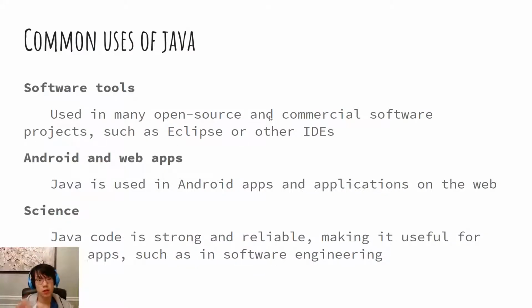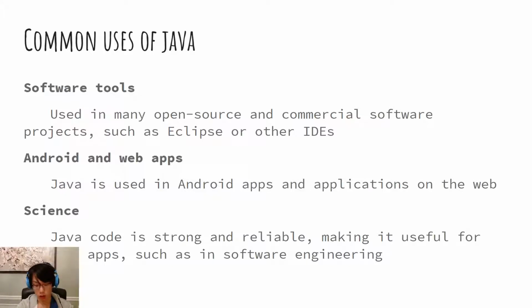Okay, so let's begin with some common uses of Java. Java is a very useful and very powerful programming language. One of the uses it has been used for is software tools. It's been used in a lot of open source and commercial software projects, such as Eclipse or other IDEs. It's also used in Android and web applications. Java is very commonly used for Android apps, so apps you might find on your Android phone, or just general applications on the internet, on the web. And then Java is very useful for science-related applications.